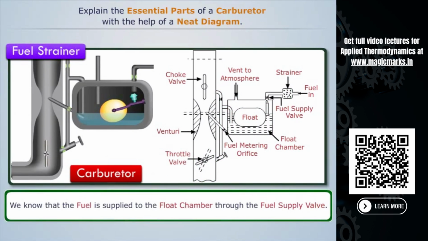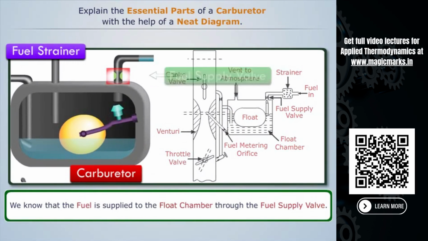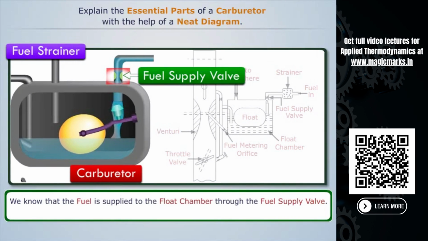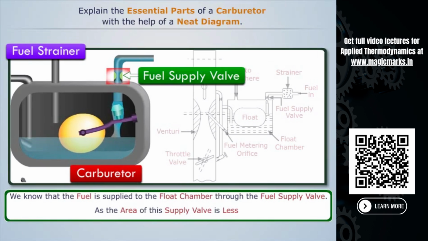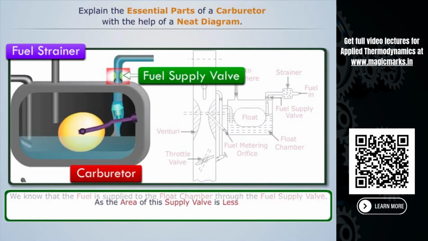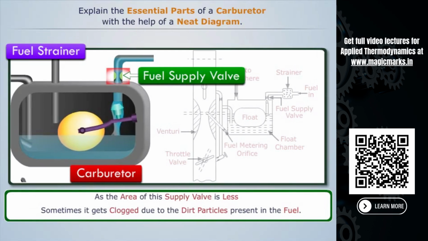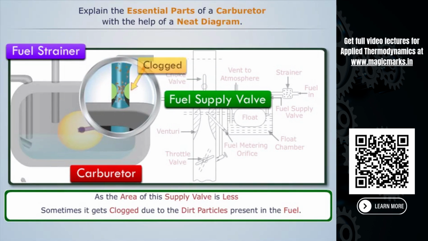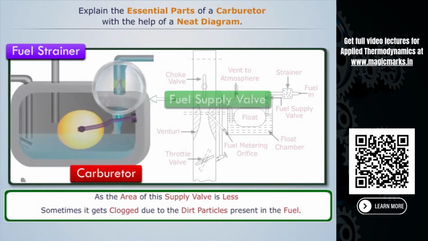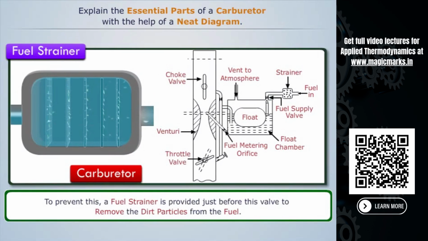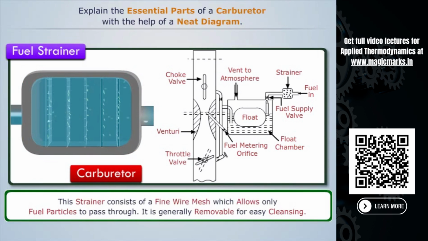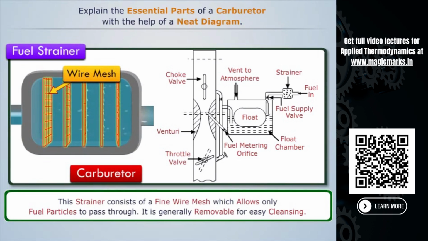We know that fuel is supplied to the float chamber through the fuel supply valve. As the area of this supply valve is less, sometimes it gets clogged due to the dirt particles present in the fuel. To prevent this, a fuel strainer is provided just before this valve to remove the dirt particles from the fuel. This strainer consists of a fine wire mesh which allows only fuel particles to pass through. It is generally removable for easy cleansing.